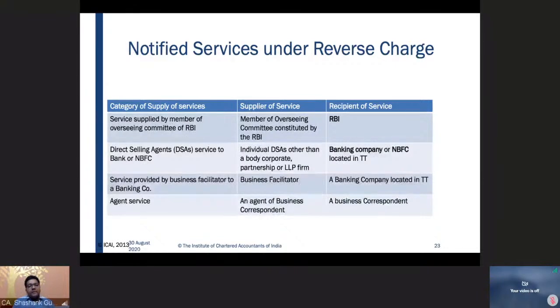Service provided by a business facilitator to a banking company. So business facilitators who keep pushing you, sir, take a credit card, sir, take a loan, get your loan transferred, open a bank account with us, this, that. When they're providing these services, the banking company has to pay the applicable GST under reverse charge. Next is agent service. An agent of a business correspondent, providing services to a business correspondent, the business correspondent has to pay the applicable GST under reverse charge.